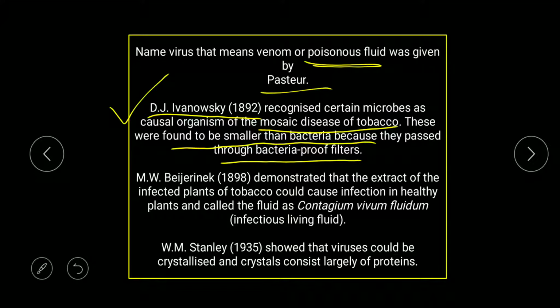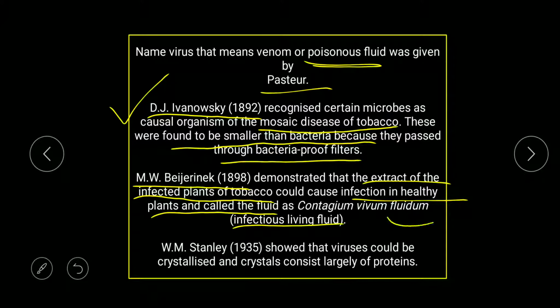But later on, M.W. Beijerinck in 1898 showed that the extract of an infected tobacco plant, if you remove some of the extract and cause an infection in a healthy plant, then this healthy plant will develop an infection. It means this fluid is responsible for causing the disease, an infectious living fluid, and the term given for this is contagium vivum fluidum. This statement is very important, and they directly ask this question: contagium vivum fluidum is given by M.W. Beijerinck.